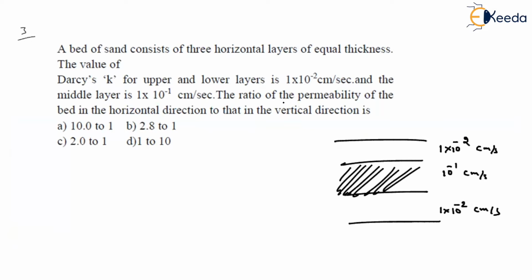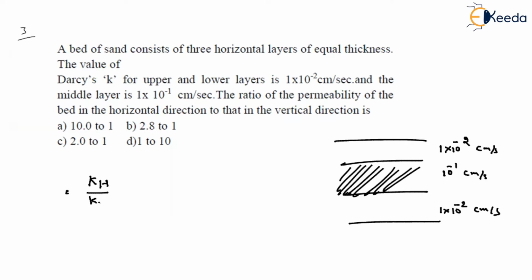What they're asking is to find the ratio of permeability of the bed in horizontal to the vertical direction. That means if the flow is happening in the horizontal direction, what is the equivalent permeability? Similarly, if the flow is happening in the vertical direction, what is the equivalent permeability? They are asking us to find the ratio of them. So they are asking us to find the K horizontal.